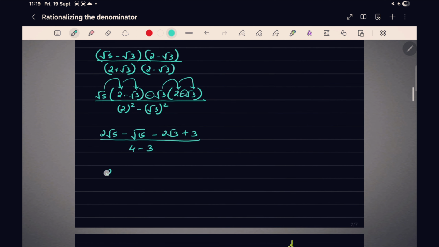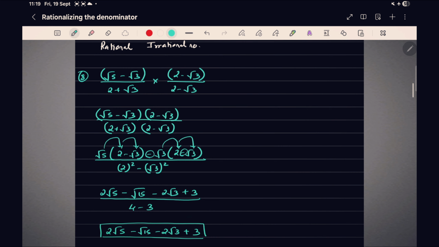So that is 2 root 5 minus root 15 minus 2 root 3 plus 3. It cannot be further simplified, upon 1, which is done. 1 is a rational number, so my job is done, and this is my final answer.